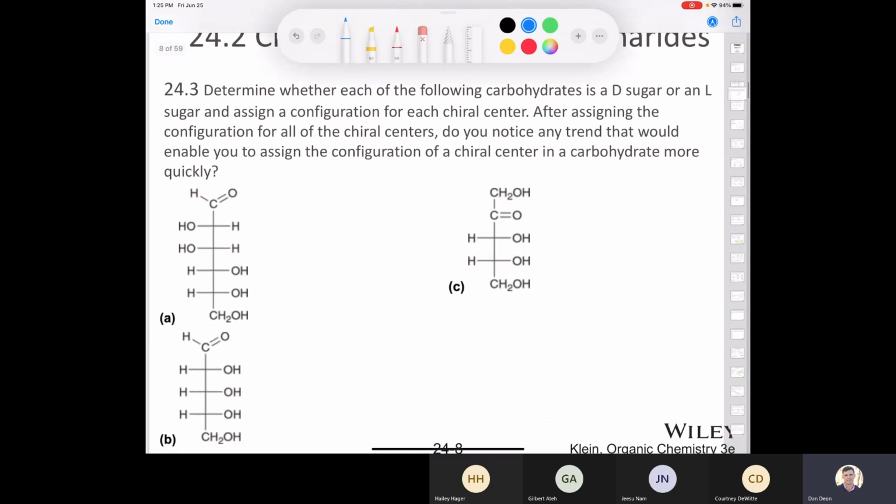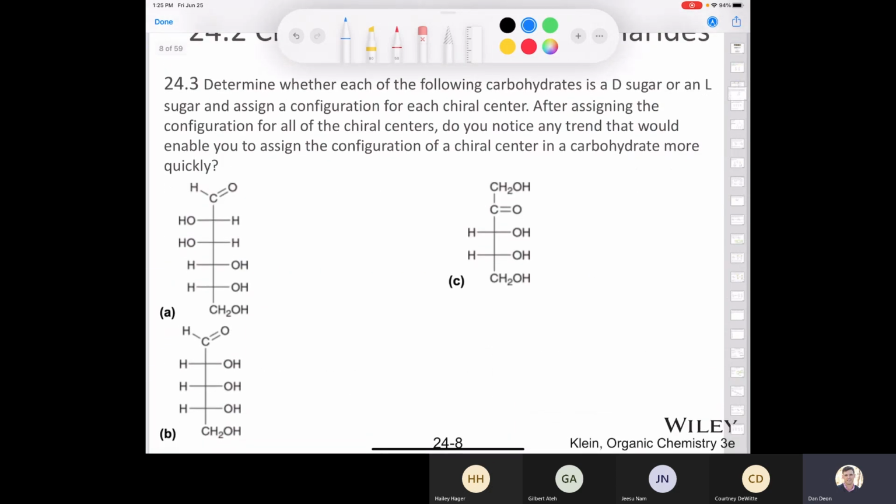Well, it says here, determine whether each of the following carbohydrates is a D or L sugar. That shouldn't take long. And then we want to assign a stereochemical configuration to each chiral center. And check it out, there's even more here. It says, after you assign the configuration for all the chiral centers, do you notice any trend that could help you do it really quickly? Okay, to assign the stereochemistry really quickly.